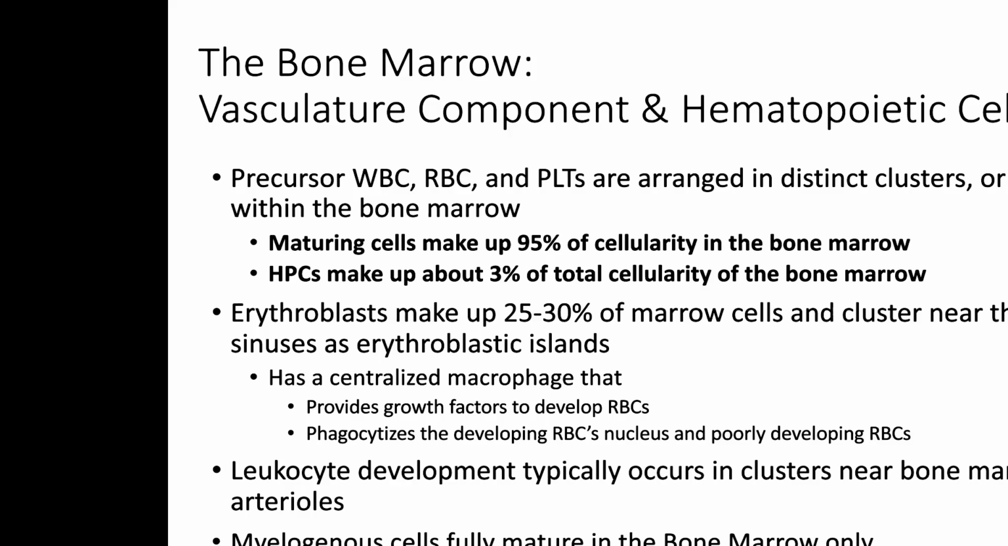Megakaryocytes are large multinucleated cells that are polyploid, which just means they have multiple nuclei, whose job is to produce platelets as they develop. What they do is that cytoplasm sheds off into the venous sinuses, and that becomes platelets.